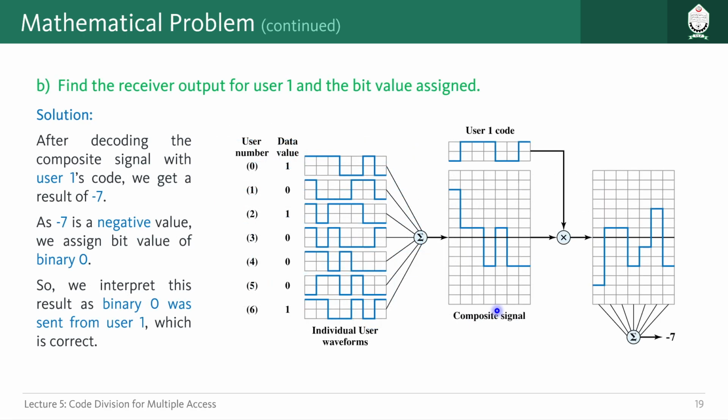Now for the next one, basically we have to find the receiver output for user 1 and the bit value assigned. So previously whatever example we have seen for user 0, that has to be done for user 1. So we have to take the spreading code of user 1, the composite signal whatever we have got previously, that will be identical here also, because the same signals are being transmitted from the 7 users that will get combined here. And to retrieve the signal from user 1, we have to take the user code of user 1, right?